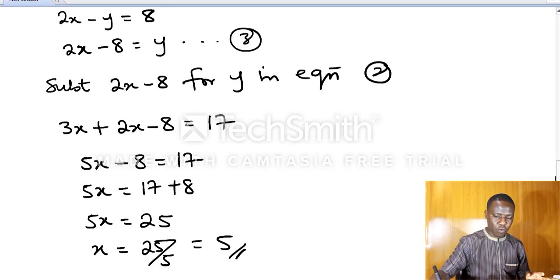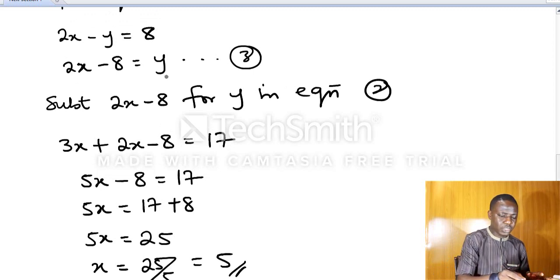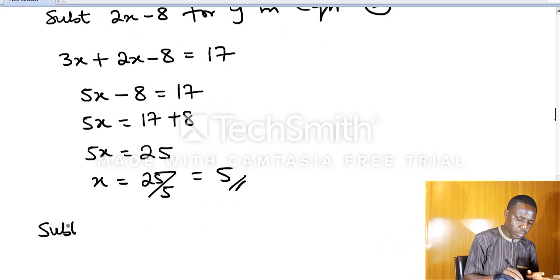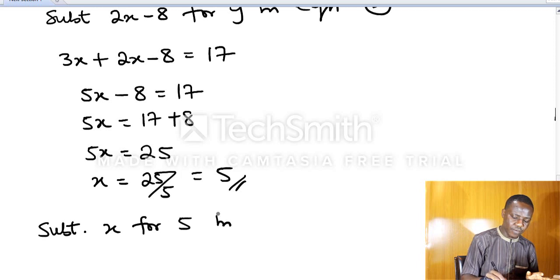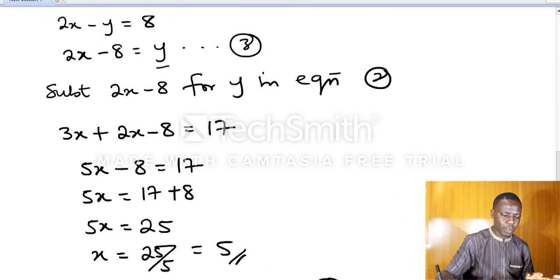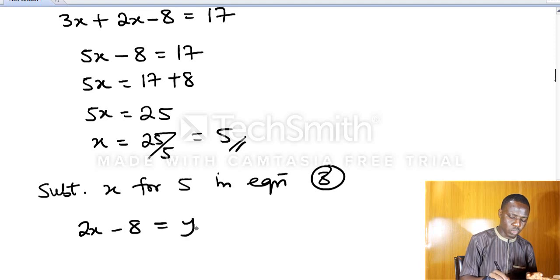Now I have gotten my value for x to be 5. But I said that 2x minus 8 is equal to y in equation 3. So since I have gotten my value of x to be 5, I will now substitute x for 5 in equation 3. So I'm going to rewrite equation 3, which says 2x minus 8 is equal to y.